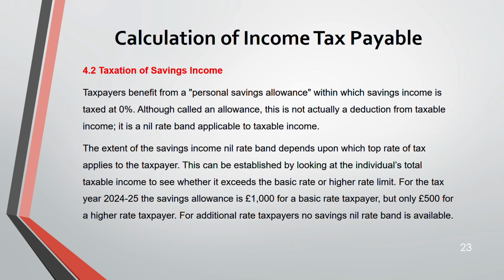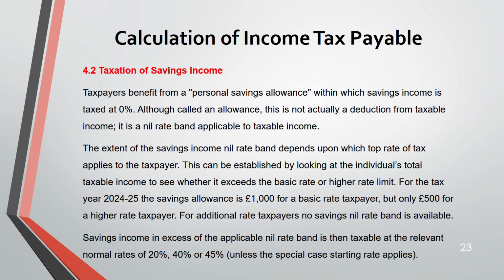We have a dividend nil rate band for dividends also, but we don't have anything for non-savings. For additional rate taxpayers, there is no savings nil rate band. And savings income in excess of the nil rate band, that means you have utilized the nil rate band, after that it will be normally 20, 40 or 45%, depending on which level you are in. So now we'll be doing questions.